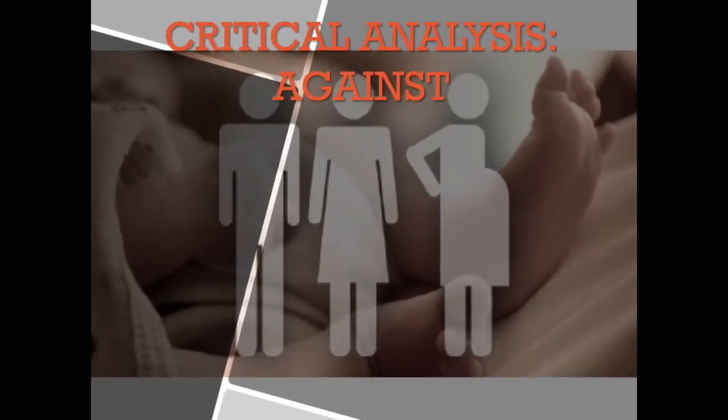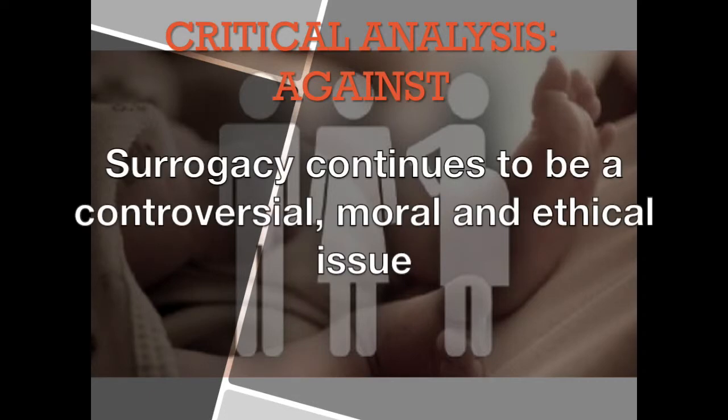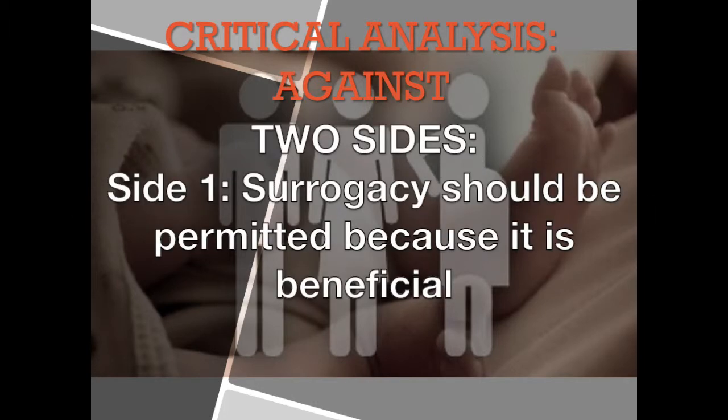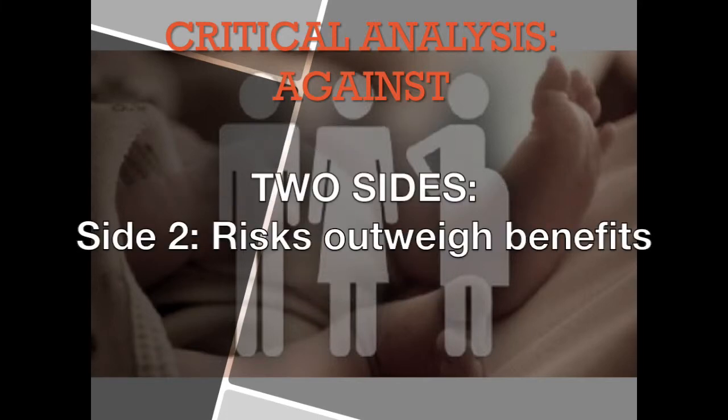Although the practice of surrogate motherhood has become more common since the American College of Obstetricians and Gynecologists issued its first statement on this subject in 1983, it continues to be a controversial moral and ethical issue. There are two sides: those who believe that surrogacy should be permitted because such arrangements can be beneficial to all parties, and to prohibit them would limit the autonomy of infertile couples and women who wish to help them through surrogacy. Others believe that the risks outweigh the benefits.